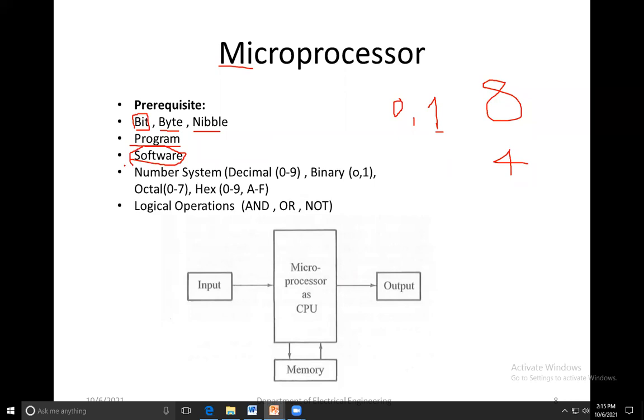So you know what types of software there are. I am not going into application software and operating systems, but software means instructions written together as a program, and a number of programs together is called the software.